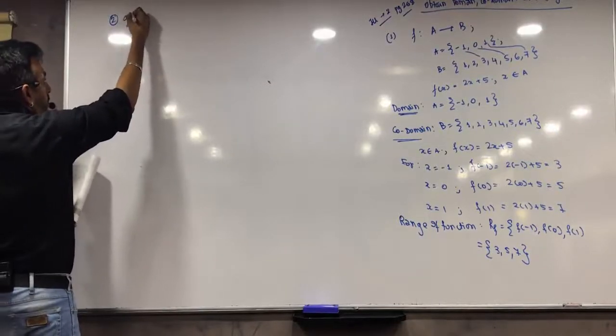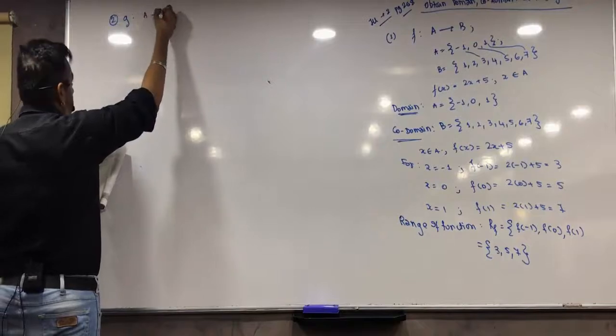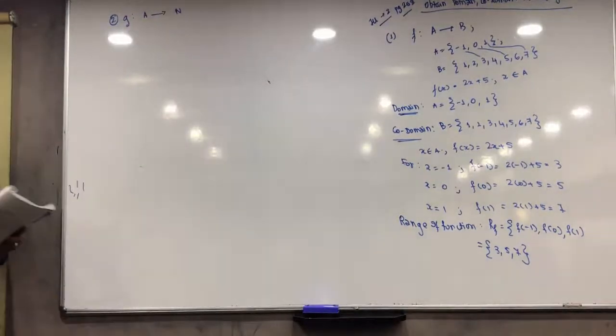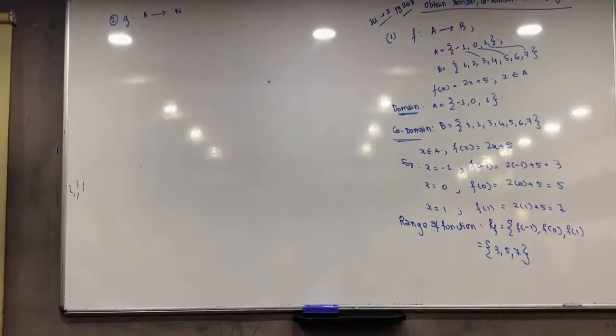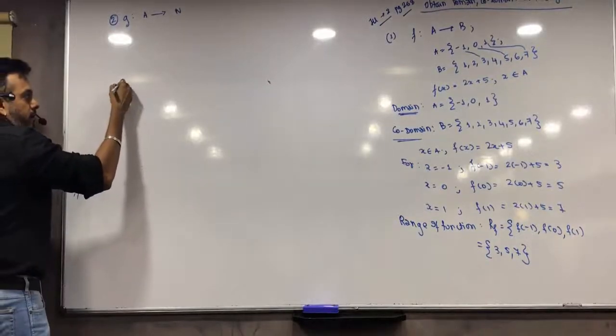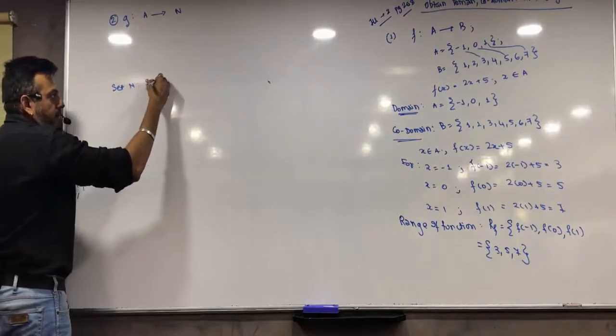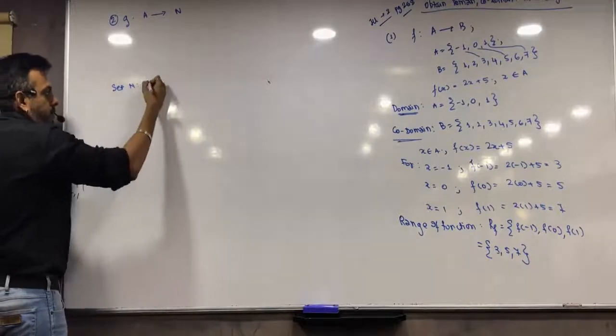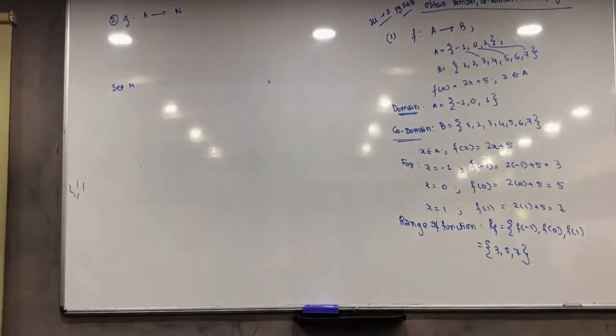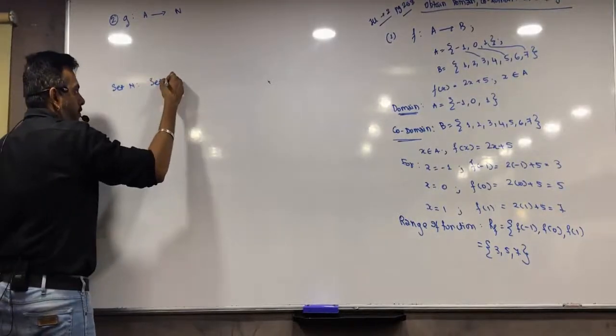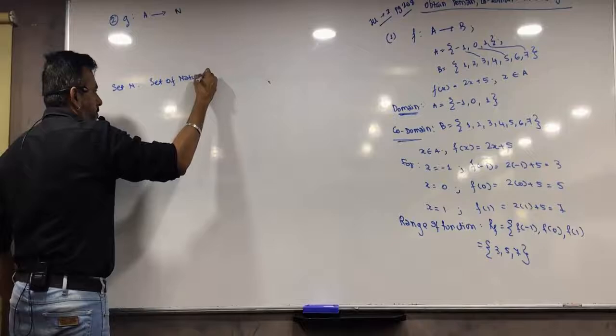Function g, from set A to set N. Now, what is N and all? Come to the formula page. We write what the various sets are. Write down: set N is the set of natural numbers.